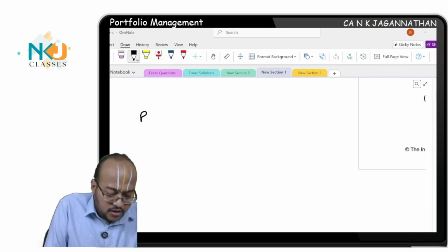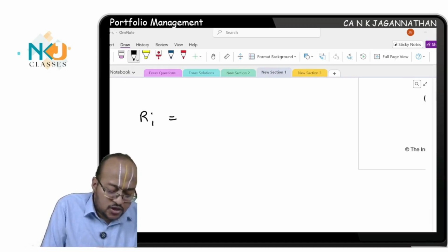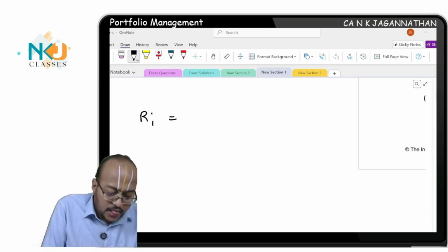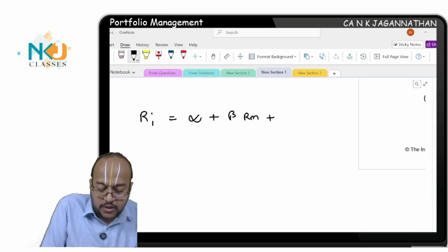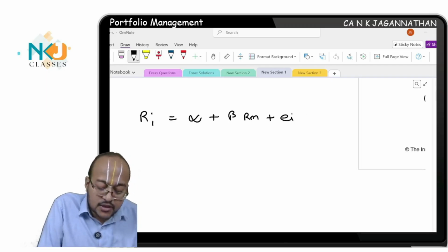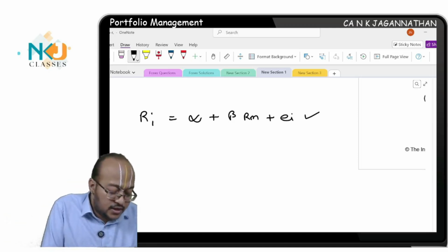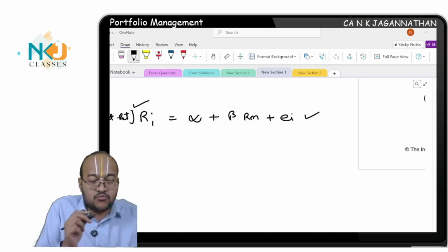See, return of the individual security we found out. How did we find it? Return of the individual security is nothing but, see, this is the actual return. How to find it? Alpha plus beta into Rm, plus EI. Like this, we get the equation for the actual return of the individual security. Is this clear? This is the actual return. Whatever we discussed, we summarize and then move on.